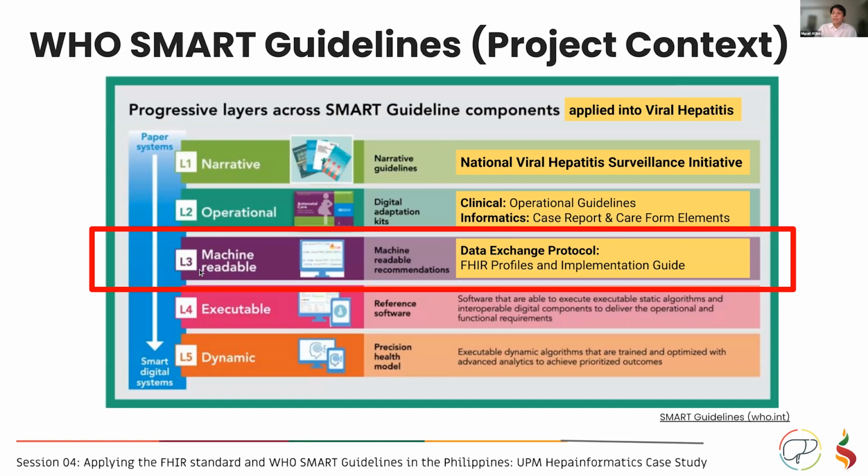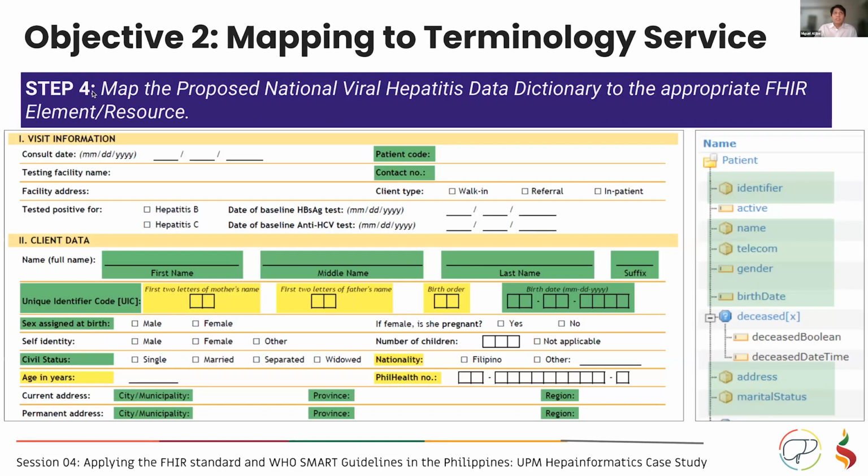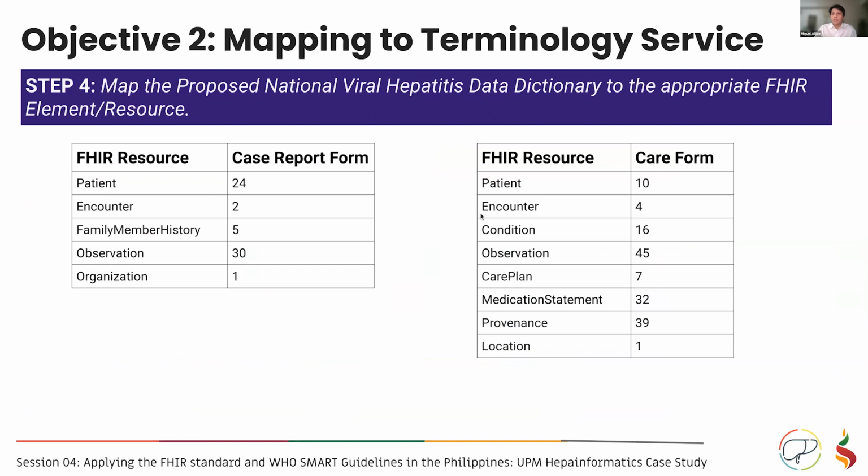We now moved on to the L3 level, which is creating the FHIR profiles and the implementation guide. Here, the next step was to map the data dictionary we created to the appropriate FHIR elements and resources. You can see here the demographics part of the form, and our interop specialist was looking through the FHIR website for the proper FHIR resource for each data field. This is just a summary of the mapping that they did for the case report form as well as for the care form.